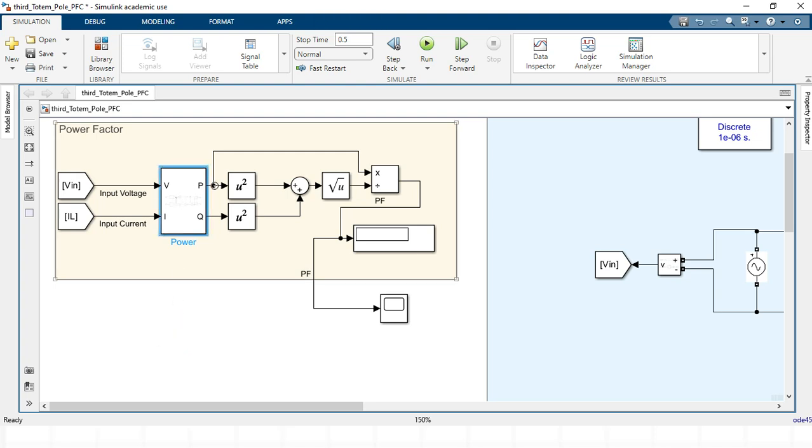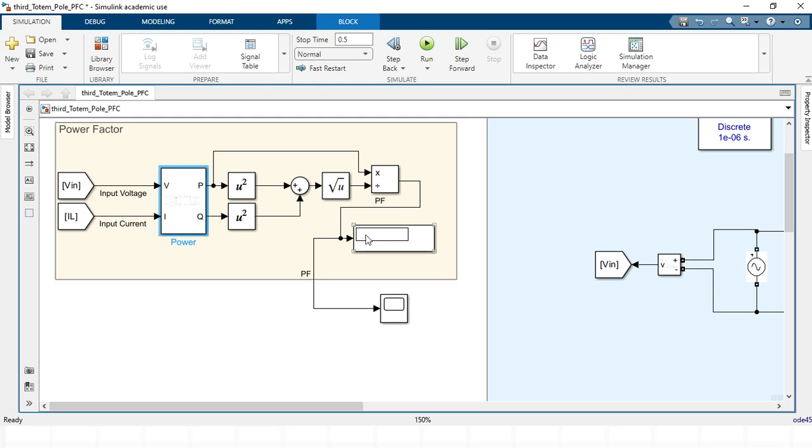Now what is the output of the power block? The output of the power block is P and Q. P is my active power, Q is my reactive power. I am giving two inputs, input voltage and input current, and I am getting two outputs, active power P and reactive power Q.